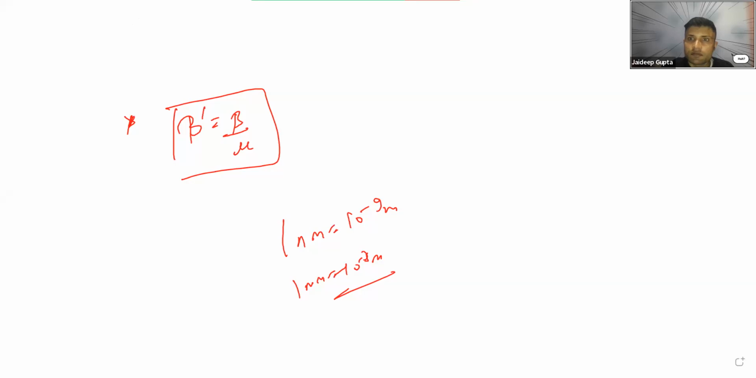Nafisa, am I audible? Yes, sir. Do you have a problem with my handwriting? If you're not able to get it, please let me know. My handwriting is not good. If you don't get anything, please let me know. This is beta dash equals beta over mu.